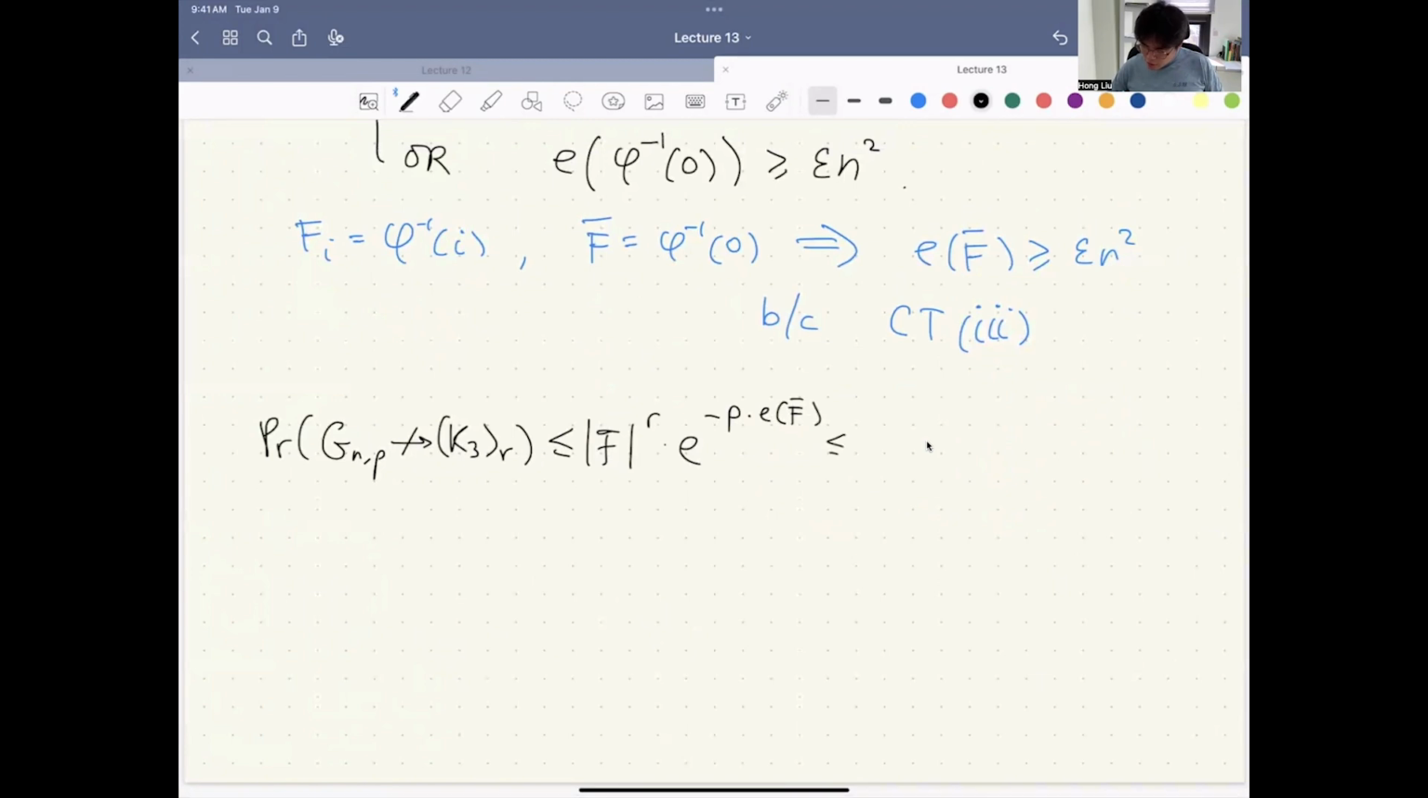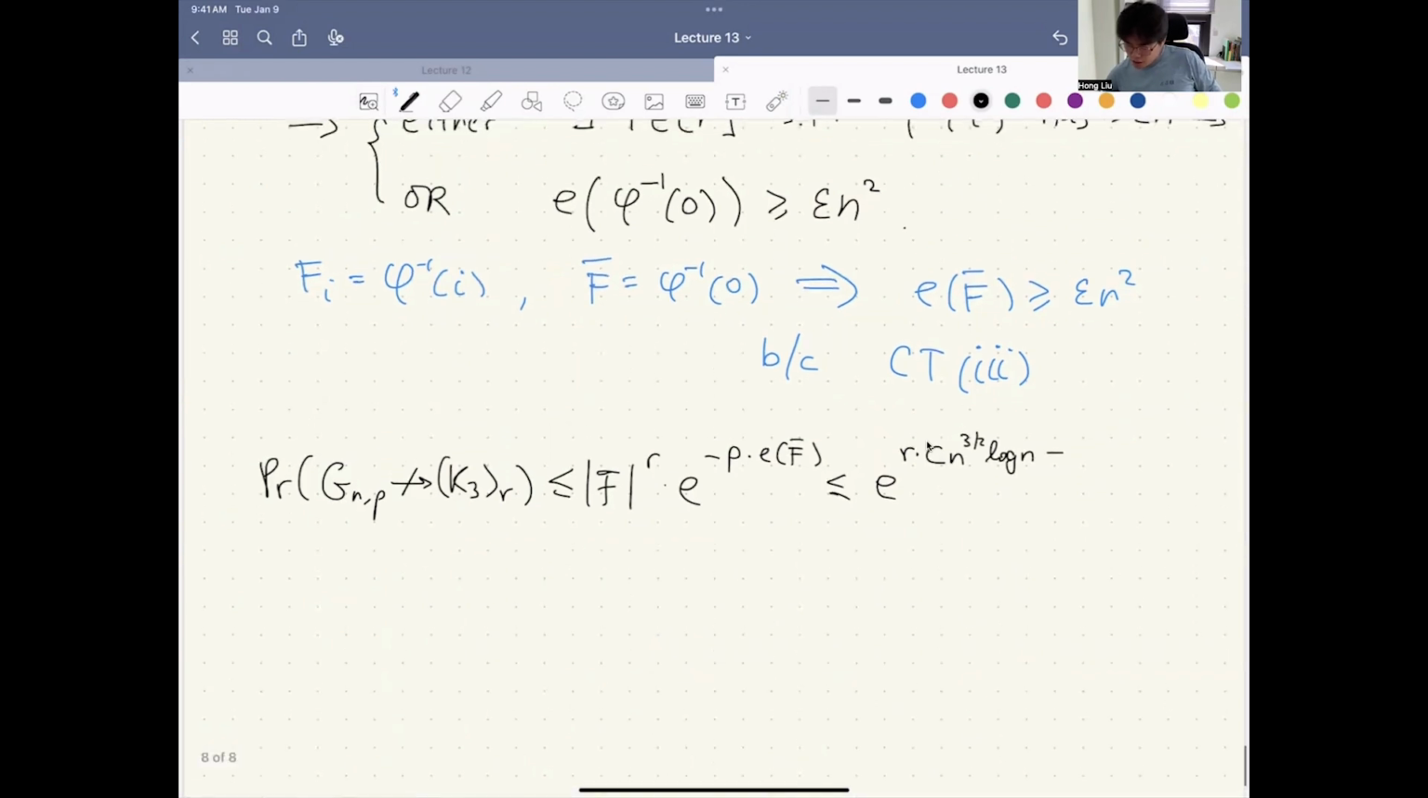What do we know about f? F is like e to the c n^{3/2} log n times this color r tuple, r minus p, which is k times log n over square root n times F bar, which is at least epsilon n squared. So you get epsilon times k n^{3/2} log n.